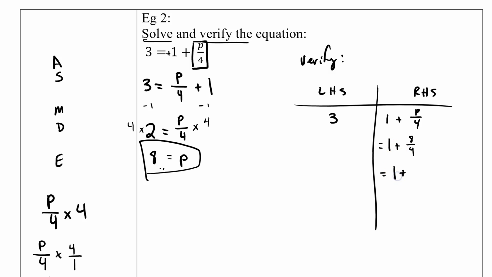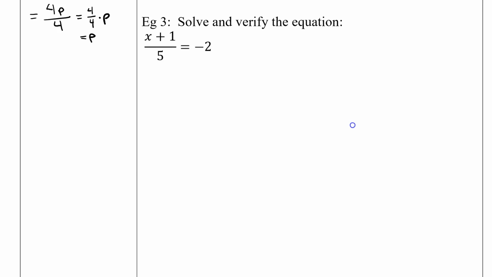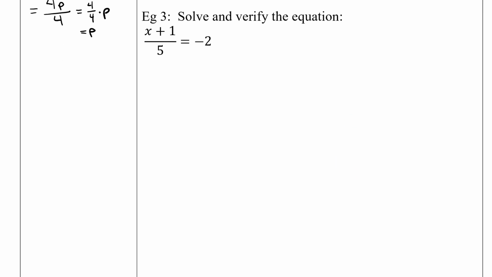Now when we're verifying, we want to use order of operations. We want to use BEDMAS as it is. So we do dividing first. 8 divided by 4 is 2, and 1 plus 2 is 3. Woohoo! Left hand side equals right hand side. Awesome. On this video, let's just do one more. Even though in total we have 5 examples, that will be on another video.